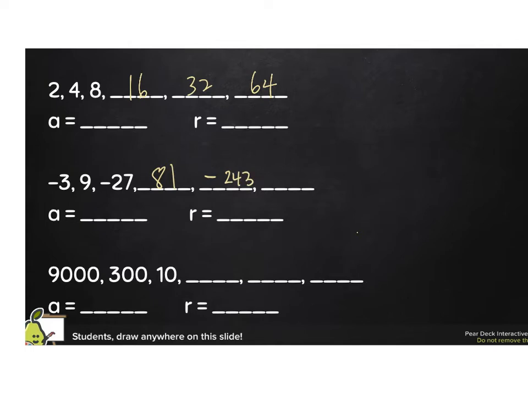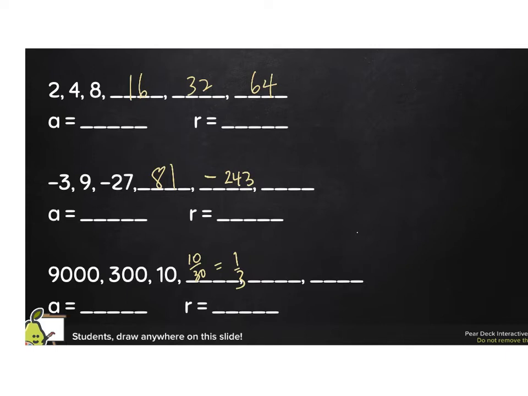In the last case, the numbers are getting smaller. So 9,000 became 300, 300 became 10. So if we follow this pattern, it looks like we're dividing by 30. So 9,000 divided by 30 is 300. 300 divided by 30 is 10. So 10 divided by 30 is 10 over 30, which is the same as 1/3.